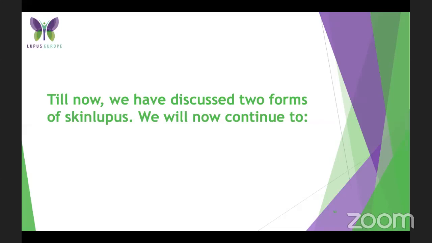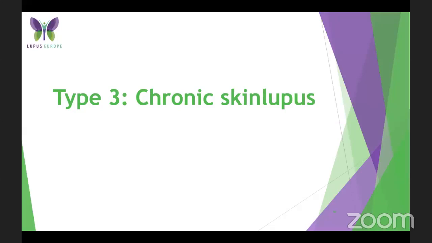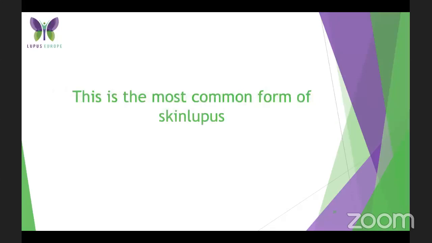You're welcome. So till now we discussed two forms of skin lupus, and I will now explain to you the kind of skin lupus which is the most common one, and which a lot of patients might develop if they have lupus. So next slide, please. This form is called chronic skin lupus. Next slide, please. And this is the most common form of skin lupus. Next slide.